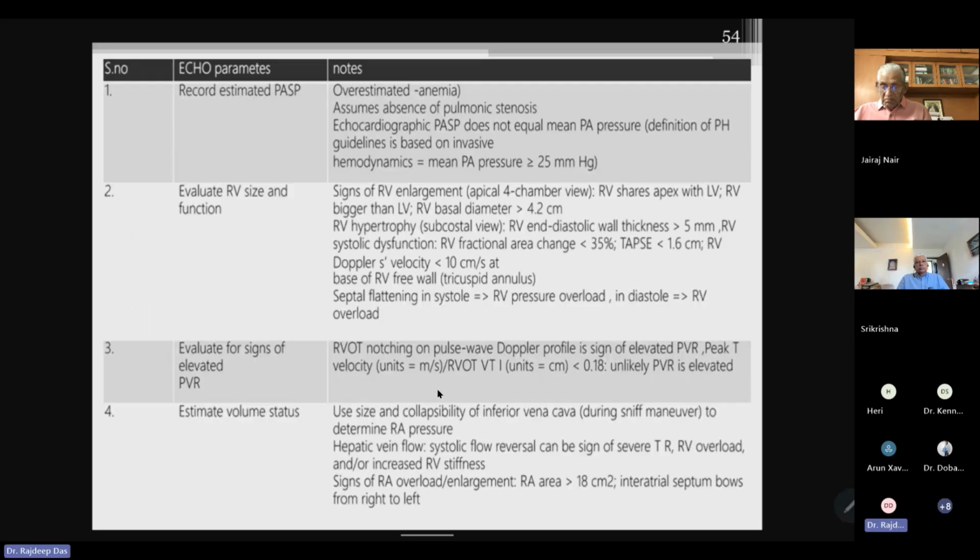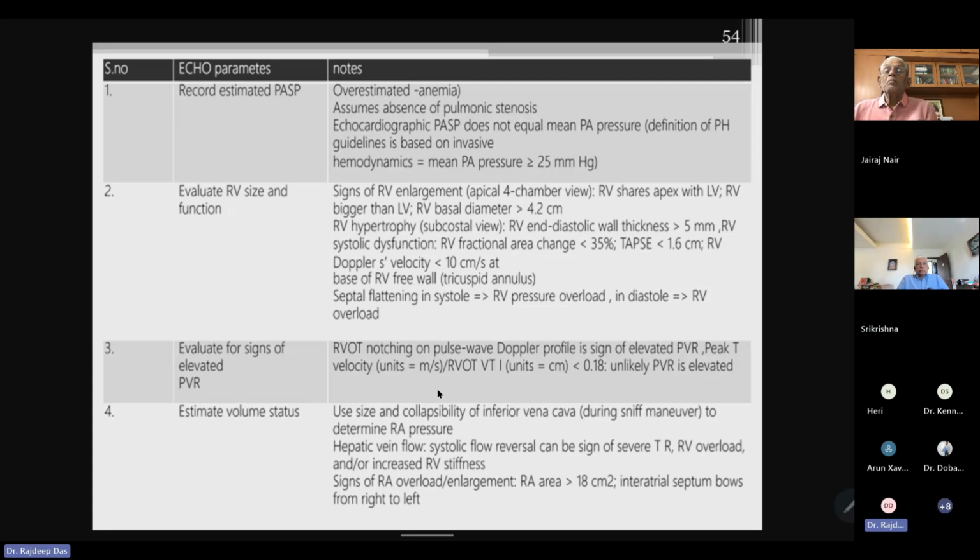The various echo parameters we can use to note pulmonary artery hypertension include the estimated pulmonary artery systolic pressure by echocardiography, which, as I already told, does not equal the mean pulmonary arterial pressure, because the definition in the PH guideline is based on invasive hemodynamics, that is, through right heart catheterization, more than 25 millimeters of mercury. But we can evaluate the right ventricular size and function through echocardiography.